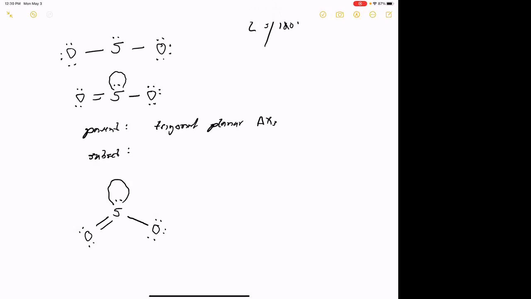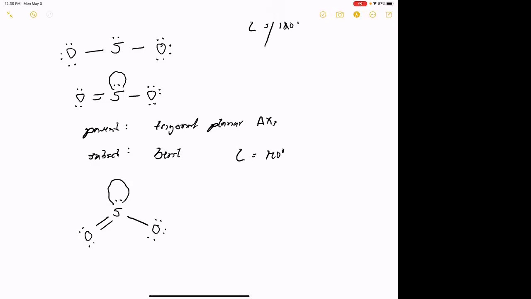Okay, so if the parent is a trigonal planar and I cover up the lone pair on the sulfur, what am I left with as a geometry? What did we call that when we kind of covered that extra electron pair up? Bent. Bent, very good. And our bond angles are still going to be 120 degrees.